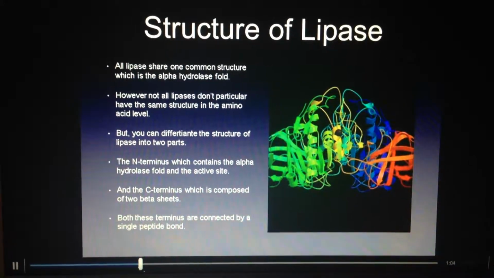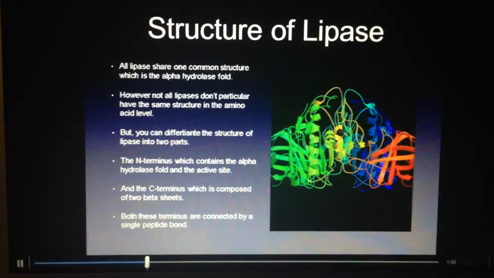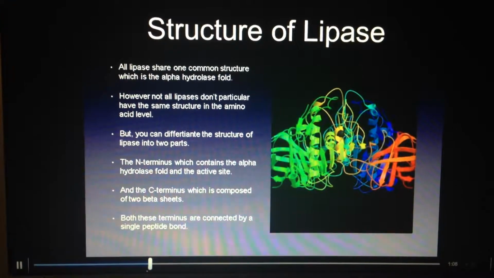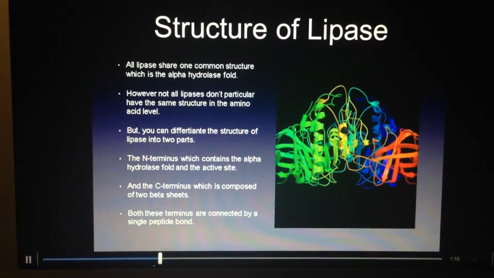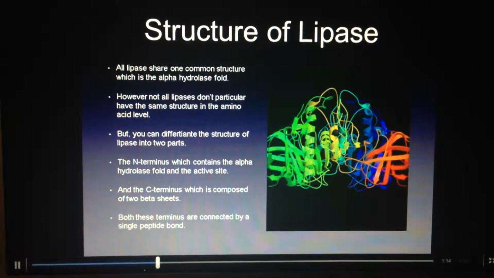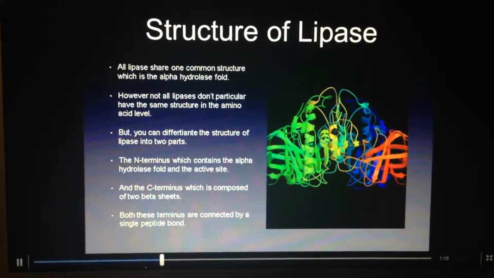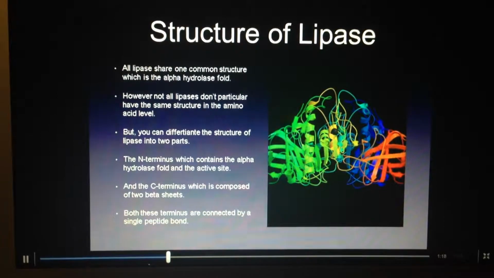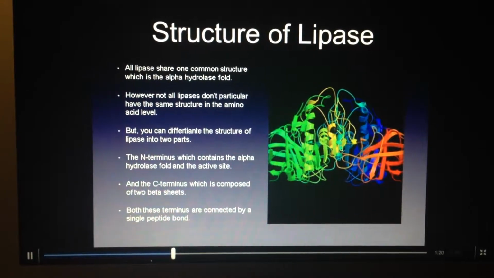You can say that lipase is separated into two sections: the N-terminus, which contains the alpha hydrolysis fold and the active site, and the C-terminus, which contains two beta sheets. Both these sections, as seen in the picture, are connected by a single peptide bond.